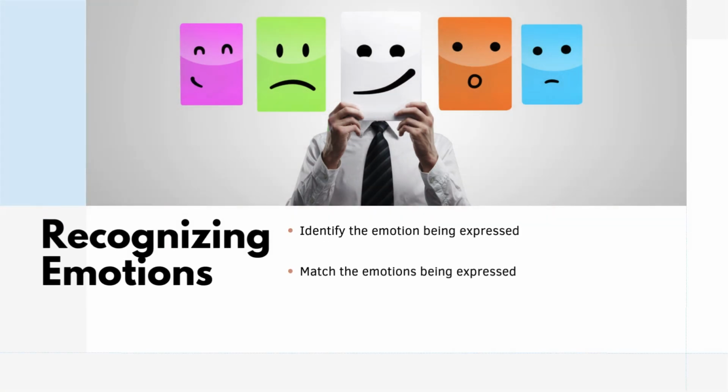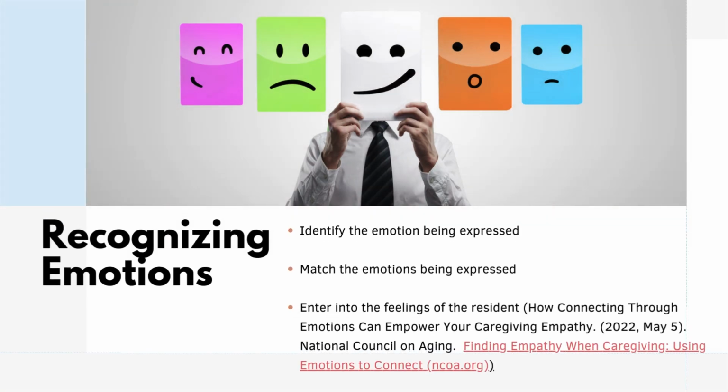In order to show empathy, it is important to recognize emotions. You do this first by identifying the emotion being expressed. Study the person's face, as this gives you signals for what the person is feeling. Once you think you know the emotional state of the other person, you can start to match the emotions being expressed. This is similar to what would happen if a friend were telling you about something awful that happened to them. You would naturally match their emotion with your facial expression and often with your tone of voice. Then enter into the feelings of the resident. Clear yourself of your own thoughts and feelings.